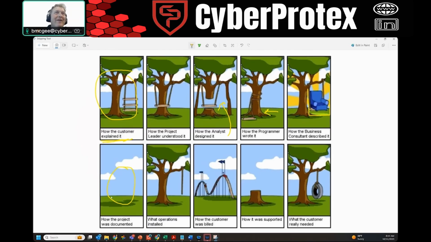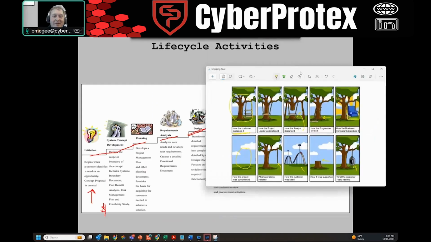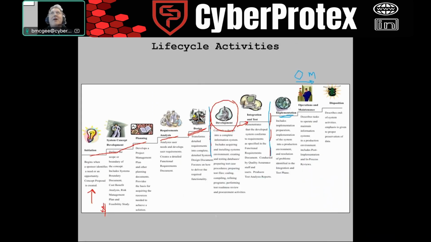Right? Operations, they did a great job here with nothing. The customer was billed $1 billion for it, no support, and all they were looking for was a tire swing, and here we are, the story of our lives. So that's just kind of funny to think about it in that way.